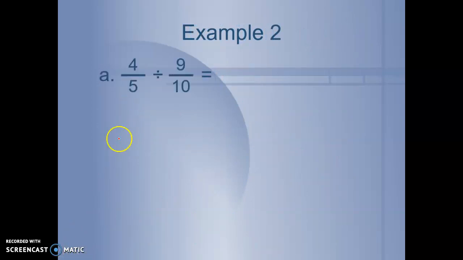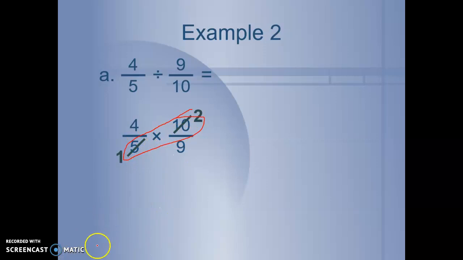Take a look at this example. We have 4/5 divided by 9/10. Not sure how to do that? Well, multiply by the inverse. 4/5 times 10/9. We can simplify before we multiply. Looking at our cross digits here, 5 and 10 have a common factor. We can simplify both of those and then multiply to get 8 over 9.